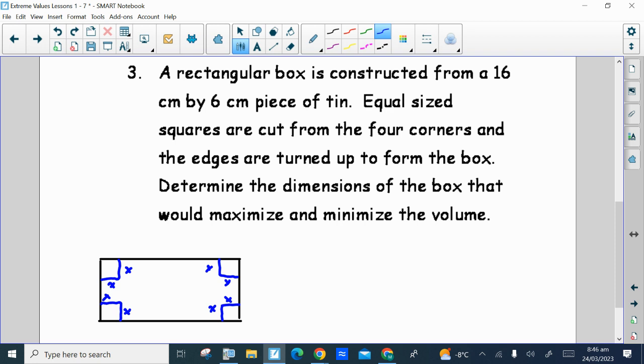So originally the piece of tin was 16 by 6 centimeters. So once those squares are cut out and the edges are turned up, that's going to make the length and width smaller than 16 and 6. It's going to make them smaller by 2x, because that's what you're taking off the length and the width. So the length of the box would be 16 minus 2x, and the width would be 6 minus 2x.